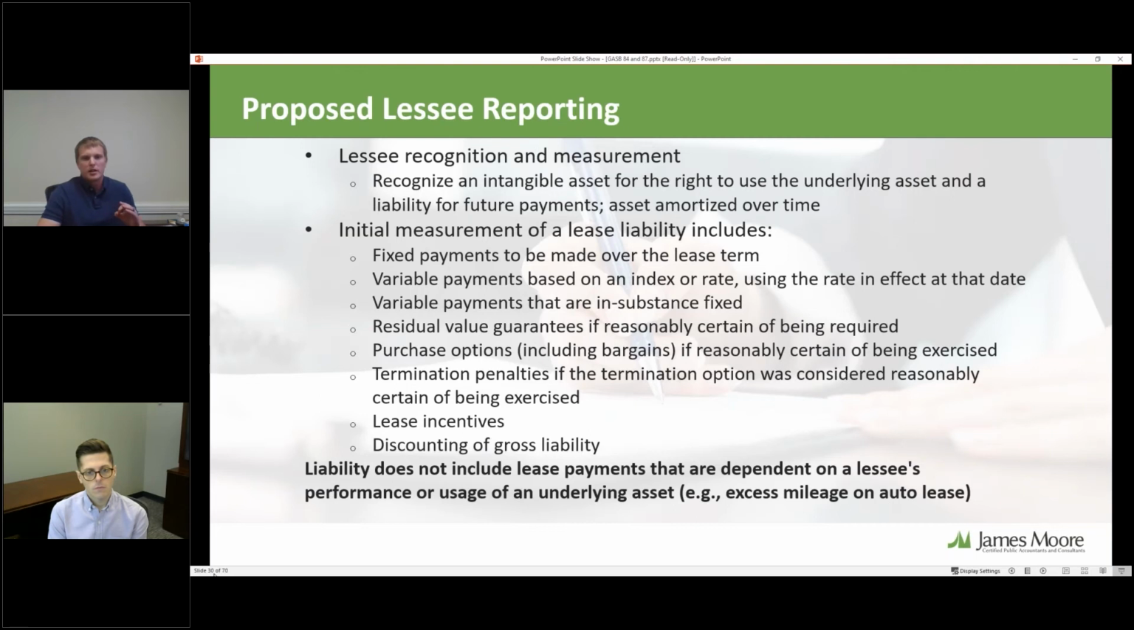So the liability does not include any lease payments that are dependent on a lessee's performance or usage of the underlying asset. An example of that, which is pretty common, is excess mileage on an auto lease. Any portion of a contract that's dependent on usage is going to be excluded from the lease liability itself.